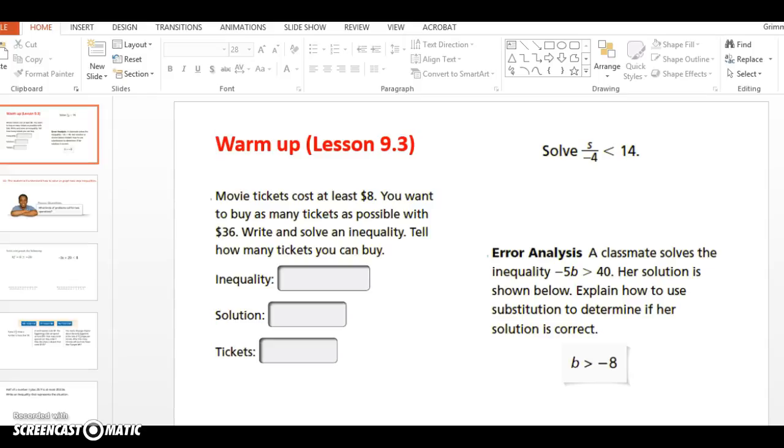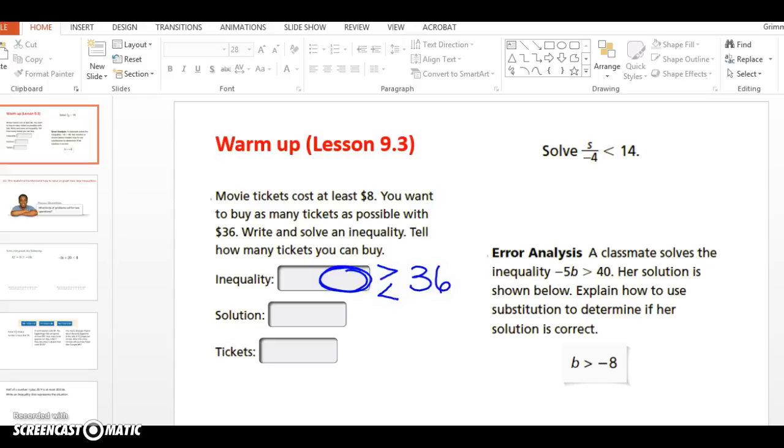Total. So the total here is 36, right? Okay, so we want 36 to be our total. And then we have to decide if we want this symbol or this symbol. So you kind of have to decide what goes on this side. So you have movie tickets. You want to buy as many tickets as possible with 36. So imagine, can you spend more than 36 or less than 36?